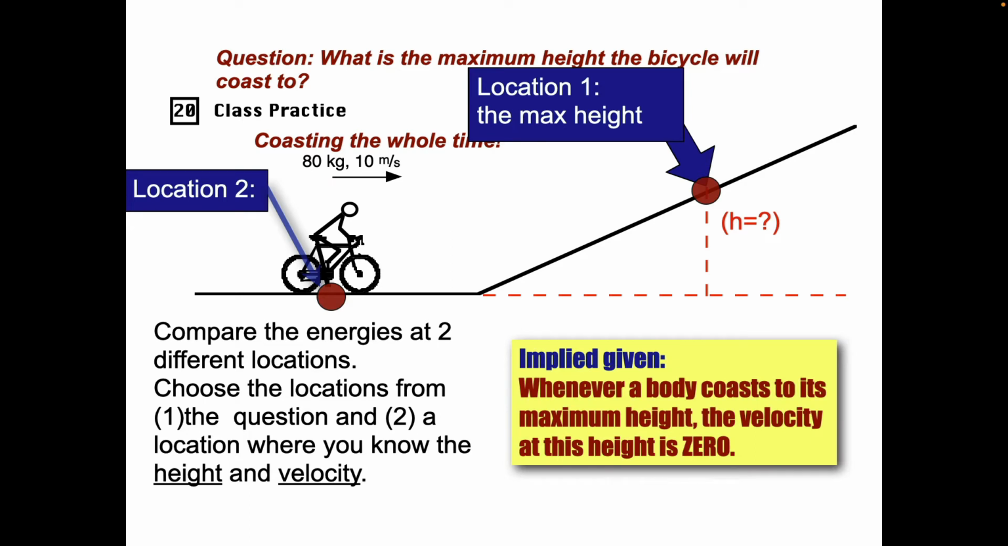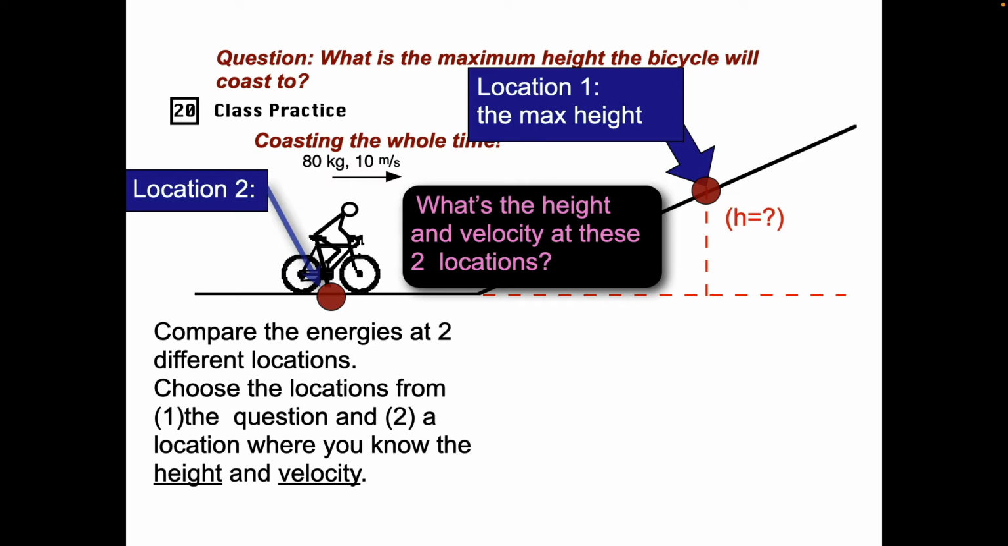So as a hint, whenever a problem asks about maximum height, we're going to assume that it reaches its highest point, expends all of its kinetic energy, and comes to a rest. If you've ever coasted on a bicycle, reached the highest point on a hill, or on a skateboard, or maybe on rollerblades, then you know at the highest point you lose all your velocity and you come to a rest.